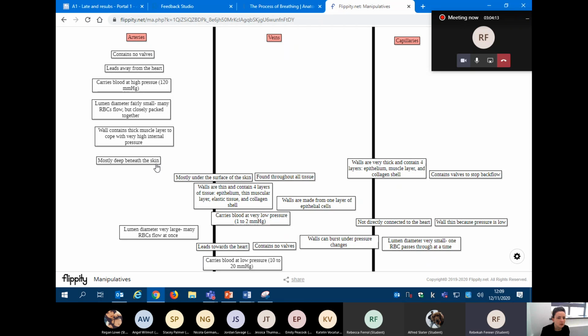For arteries, right? So no valves, lead away from the heart, high pressure, 120 millimeters Hg, which is, does anybody know what Hg is?